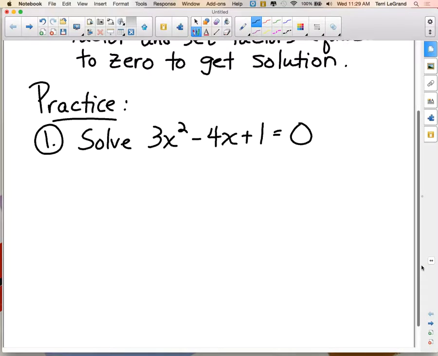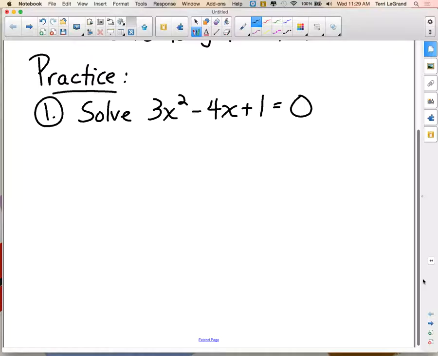So we have this quadratic function, 3x squared minus 4x plus 1 equals 0. So we have to remember what we do when A does not equal 1 and we're using our diamond method. So let's first of all decide what our A, B, and C are in this one. A equals 3, B equals -4, and C equals 1.